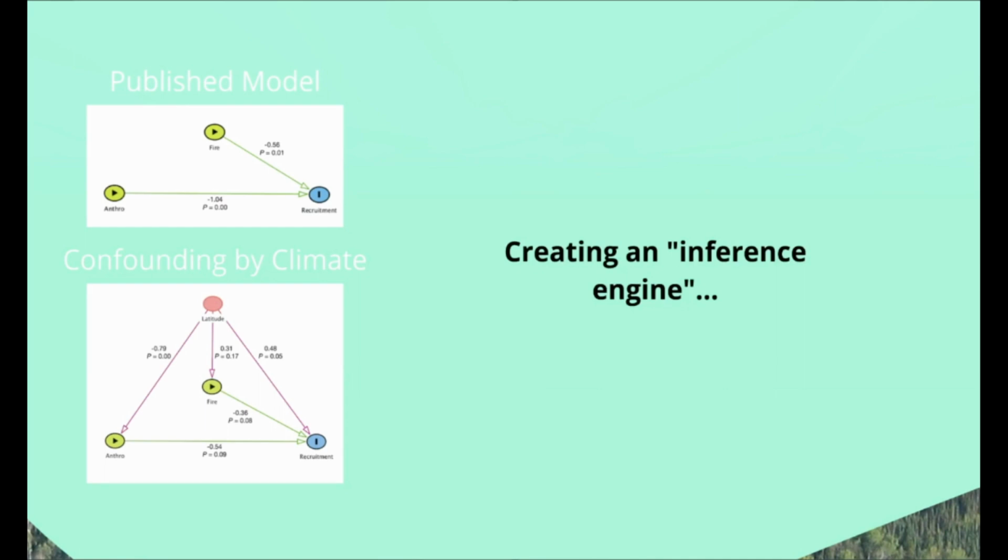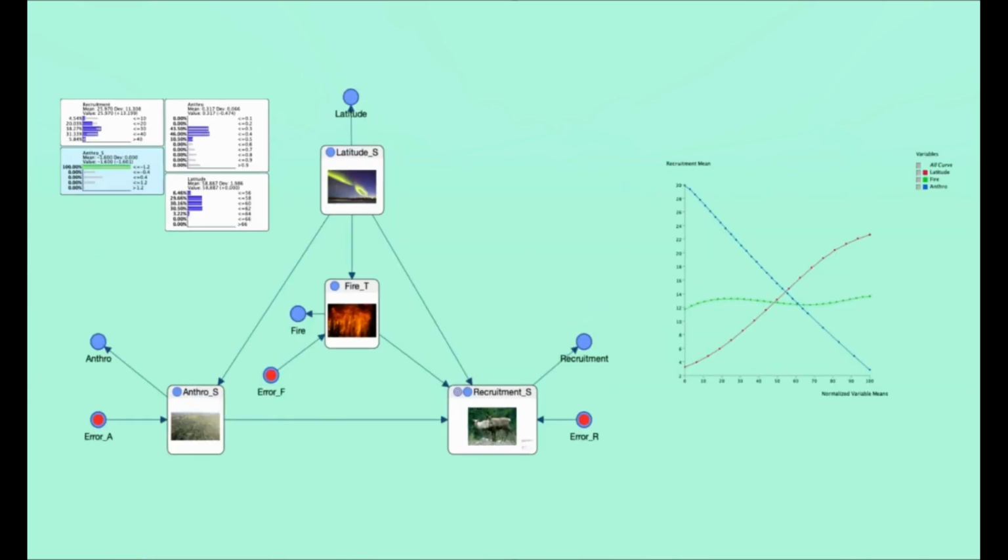And so I did drop into BayesiaLab to basically recreate that and build a very simple model based on those four variables: latitude, fire, anthropogenic disturbance, and recruitment. Path analyses are all based on standardized variances. So what I did is I just used the linear equations.